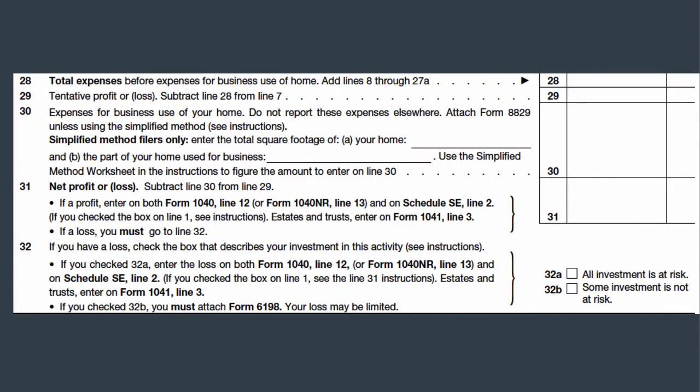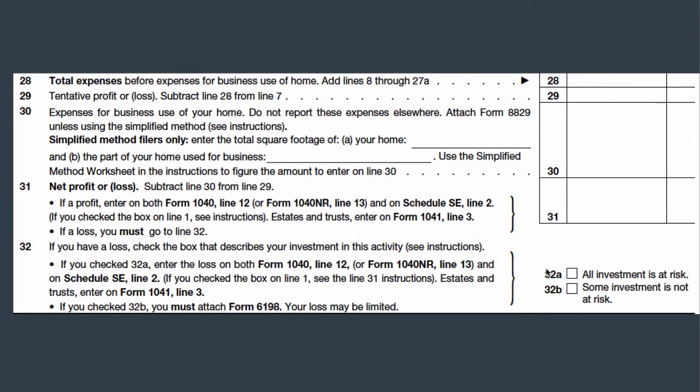The next section is basically a bunch of tallies, subtotals. This little section below expenses is your subtotals. This is going to be the total of everything above in part 2. This is, again, your tentative profit. And then you can add the additional deduction of home office, which I'll talk about in a minute. And then it's going to list out what your actual net profit or loss for your business is.